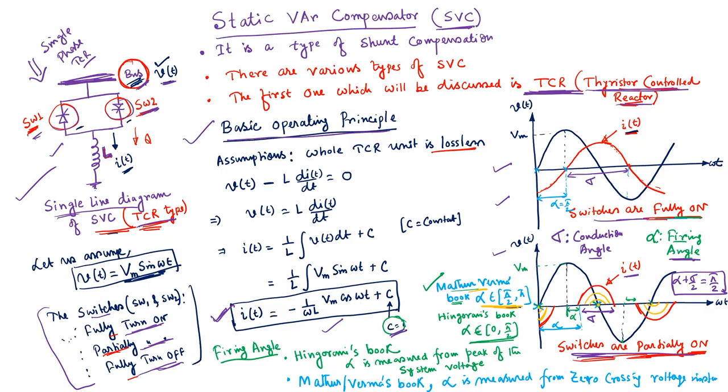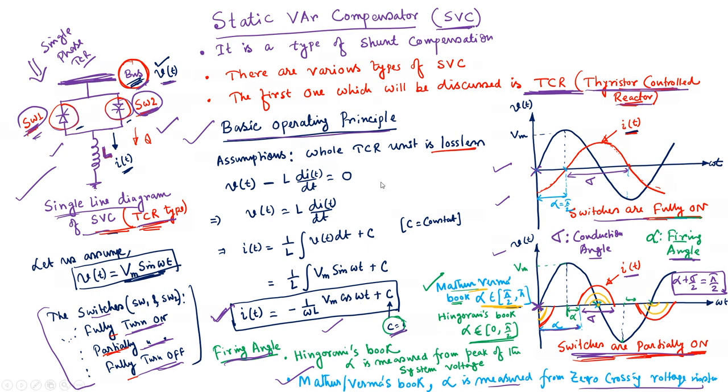In the very first lecture, I showed you the single line diagram of this SVC. Here you can see these are the typical switches, and we operate these switches either in fully on mode, fully off mode, or partially conducting mode. Whenever you operate in partially conducting mode, you need to vary the firing angle. This is the concept of firing angle I discussed, and I also discussed that different books consider different instants of time to measure the firing angle. We follow here the Mathur-Varma concept, where alpha is measured from the zero crossing voltage instant. That means this instant in this particular figure.